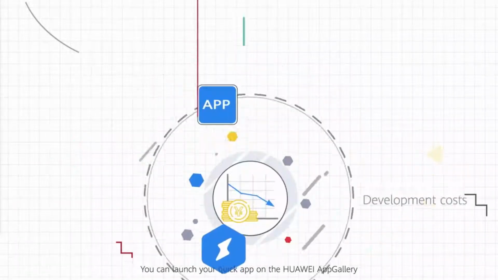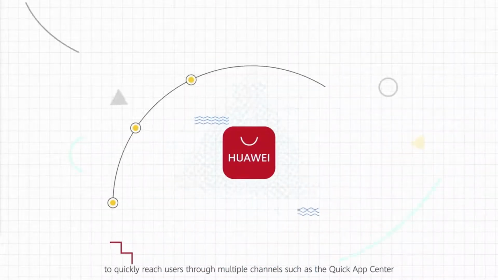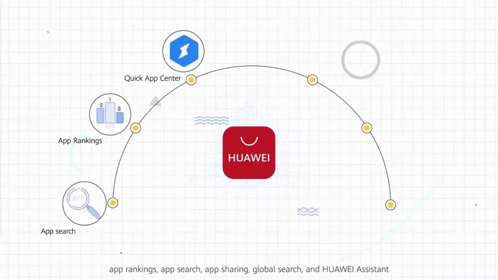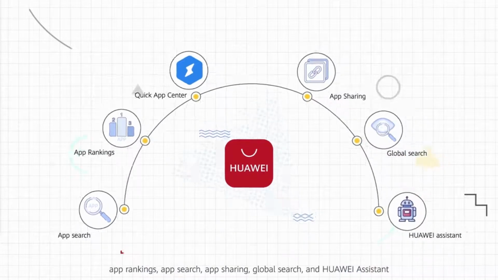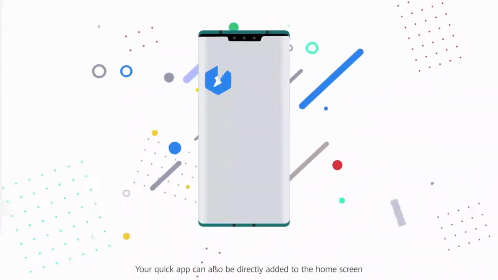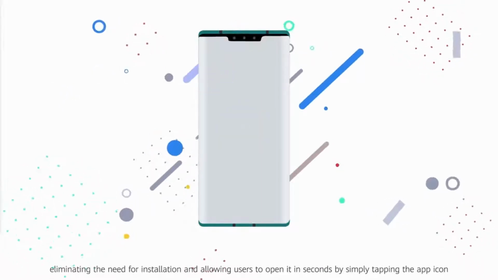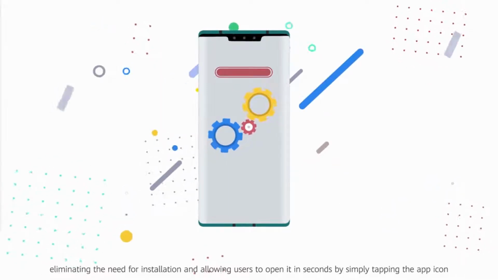You can launch your Quick App on the Huawei App Gallery to quickly reach users through multiple channels, such as the Quick App Center, App Rankings, App Search, App Sharing, Global Search, and Huawei Assistant. Your Quick App can also be directly added to the home screen, eliminating the need for installation and allowing users to open it in seconds by simply tapping the app icon.